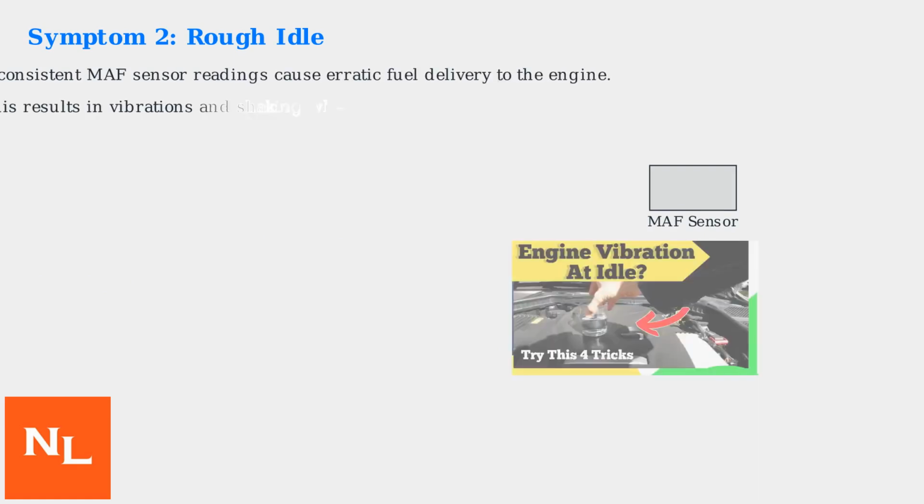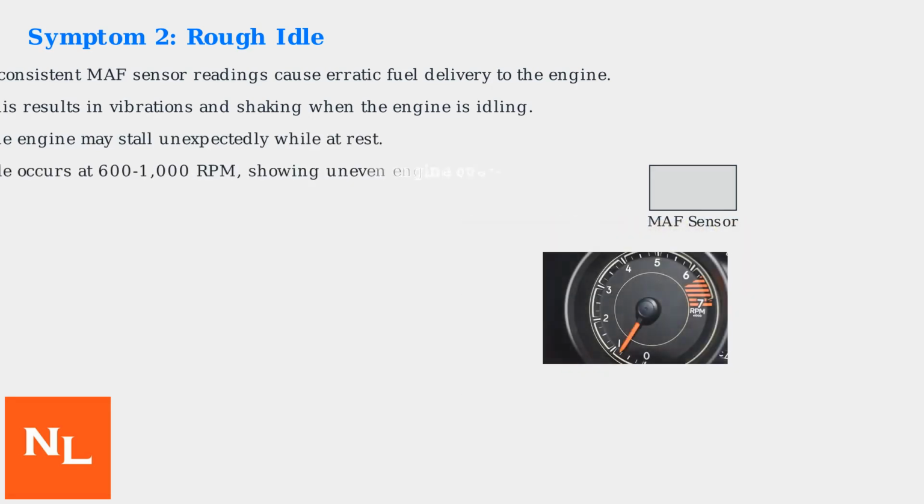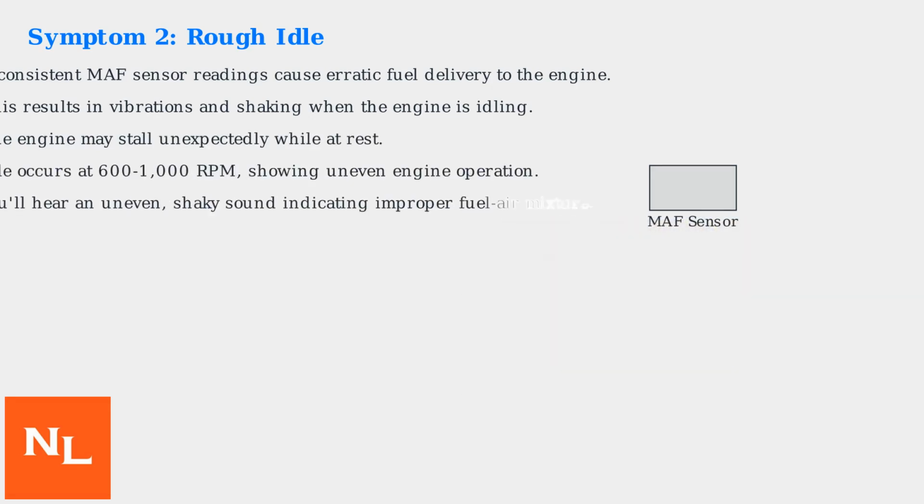A bad MAF sensor can cause rough idle through inconsistent readings that lead to erratic fuel delivery. The engine ECU relies on accurate airflow data to mix fuel properly, but faulty readings create an imbalance. This manifests as vibrations, potential stalling, and uneven operation at idle speeds of 600 to 1000 RPM, with a shaky sound indicating the improper fuel-air mixture.